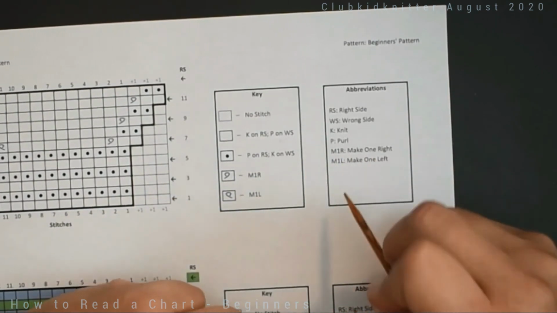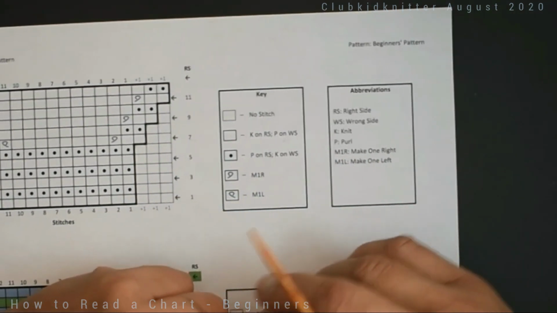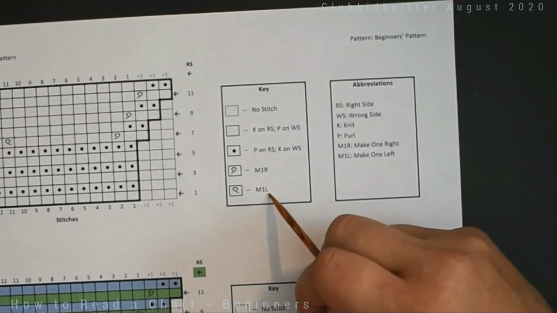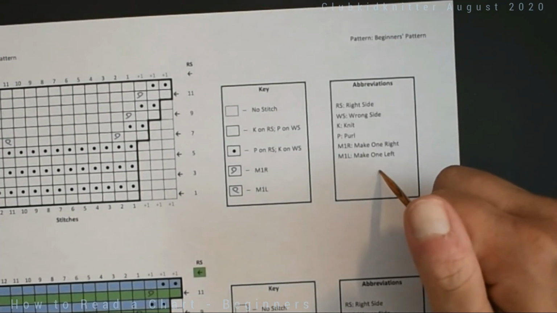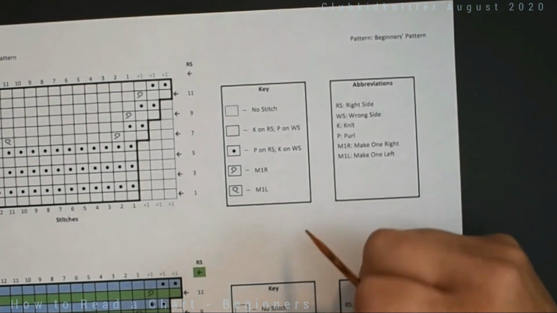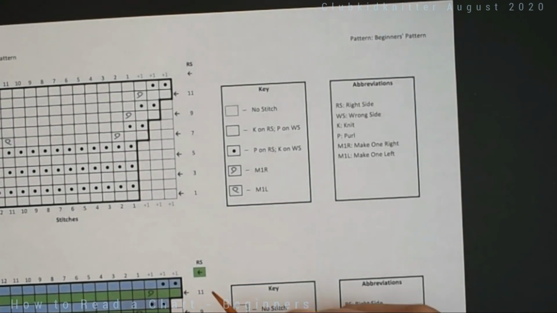If in the rare instance you come across a stitch that is labeled in the key in which there's no abbreviation for it, contact the designer of that pattern to inquire. They should be able to tell you what that means if by mistake, for example, they left it off of the abbreviations.